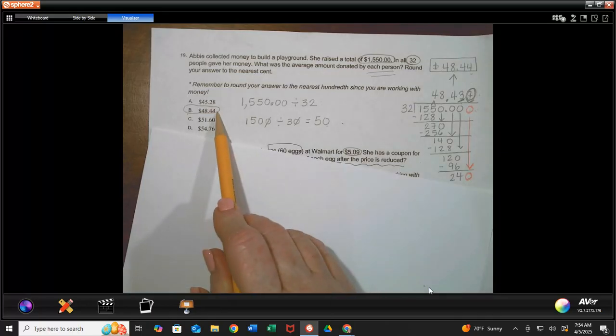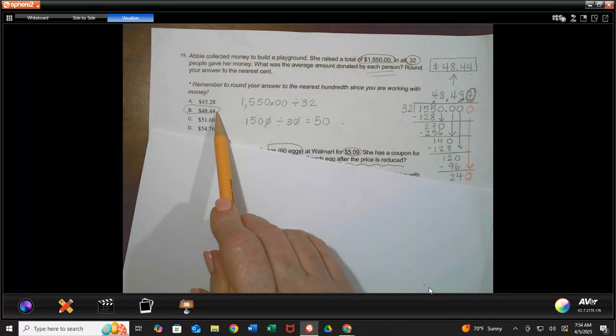Now, as soon as I figured out that 240 divided by 32, I can make 7 groups, I'm done, because I just placed a digit in the thousandths place. And with money, I need a digit in the thousandths place, so then I can round to the nearest hundredth. So the real question is, is my answer going to be $48.43 or $48.44? 7 applies to 5 or more, add 1 more, so I'm rounding up to 44 cents. $48.44 is B in the answer bank.